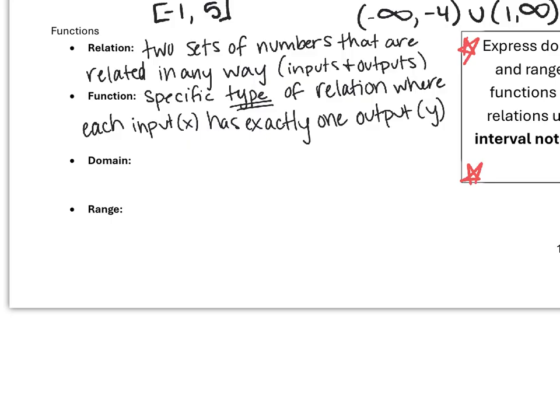Last thing is domain and range. If you've forgotten these, you need to remember. Domain is all input values. So domain is all x values that are part of a relation.